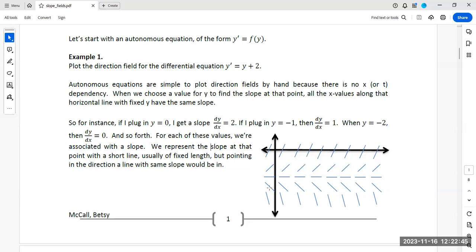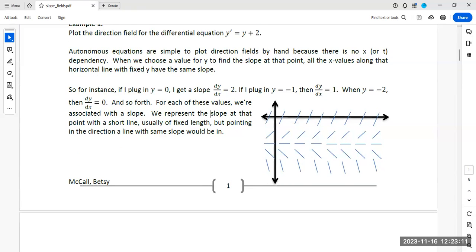If I plug in y equals -3, I get a slope of -1. That goes all the way across. And then if I plug in -4, I get a slope of -2. And so again, it's steeper, but still negative as I go all the way across. So again, this is the idea here, that this is going to give me some idea about the behavior of the system.